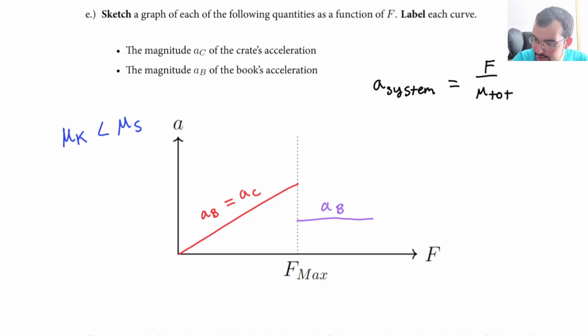And then for the crate, I can keep pushing the crate. I'm still pushing the crate, so it's still going to accelerate more and more and more. And if we're being really precise, the slope should change depending on when that block slides off. But the slope should actually go up because the friction exerted on the crate is actually lower now.